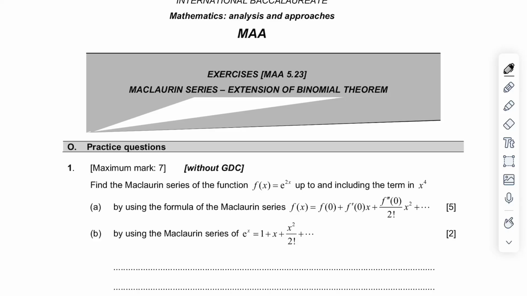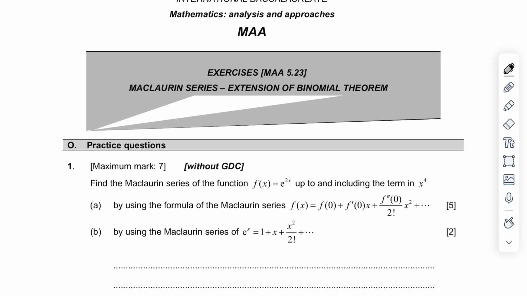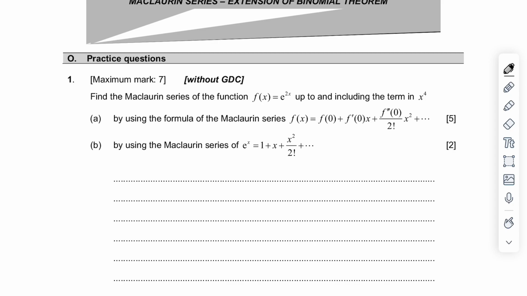So welcome, this is a video based upon Maclaurin series and extension to binomial theorem. So he's asking: find the Maclaurin series of the function f of x equals e power 2x up to and including the term x power 4. X power 4, what does it mean? I have to find it out till the fourth derivative.